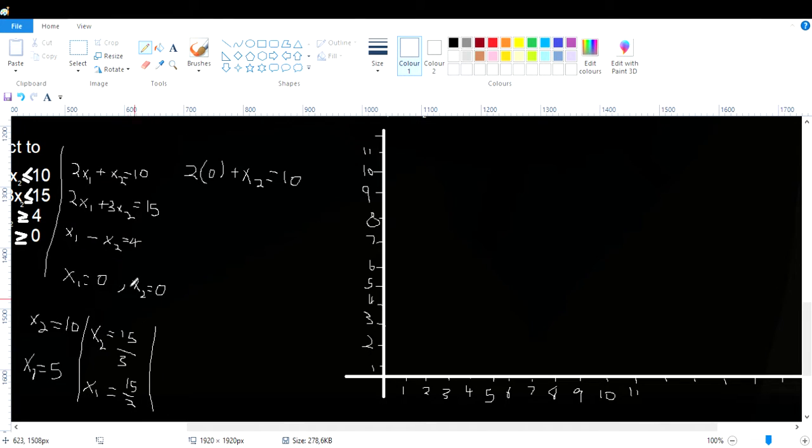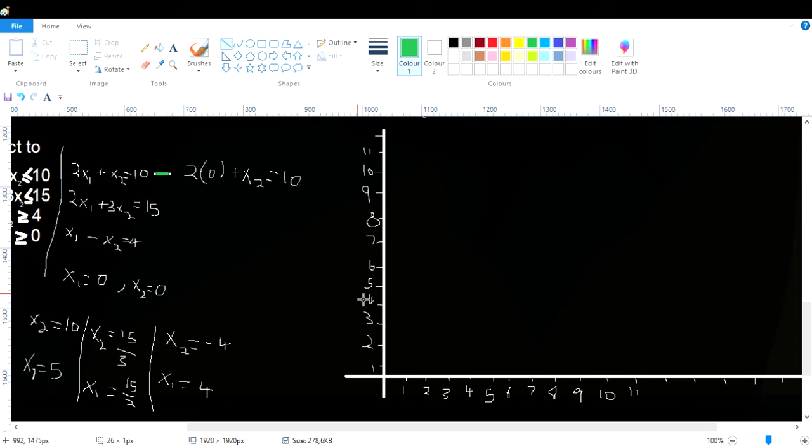For this one, when x1 is equal to 0, x sub 2 is equals to minus 4. When x sub 2 is equals to 0, x sub 1 is equals to 4. Okay, then let's plot these straight lines. I'm just going to use different colors. For this straight line, I'm going to use green.